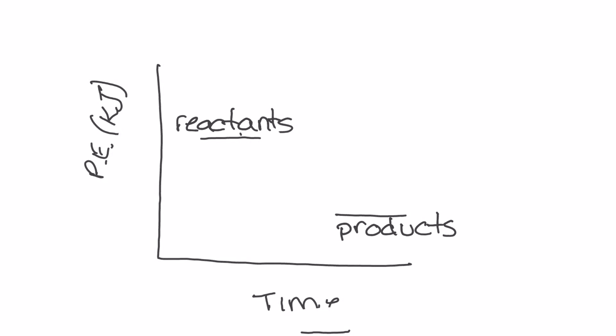Anytime you go from high to low potential energy, we lost potential energy. How much? Well, the difference between these two numbers on the y-axis, that will tell you how much potential energy you lost. And if you lost potential energy, you had to gain some other type of energy, and that is heat energy. So we lost potential, we went down, so we gained heat, and so this is an exothermic reaction.